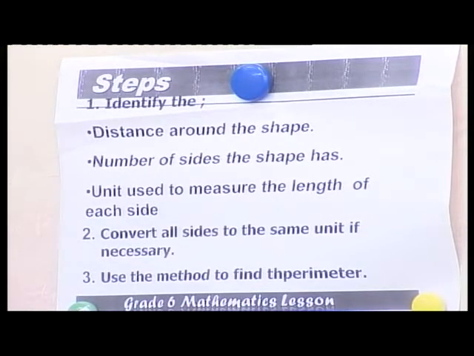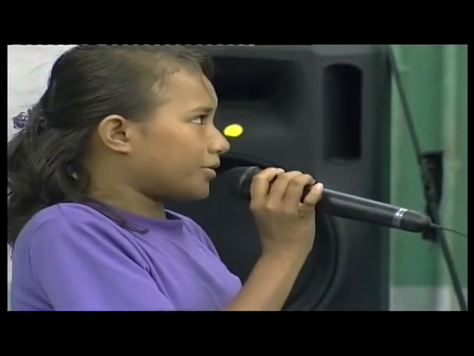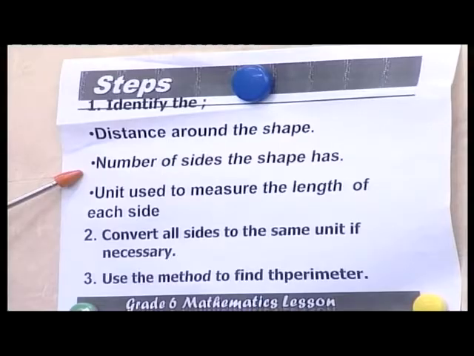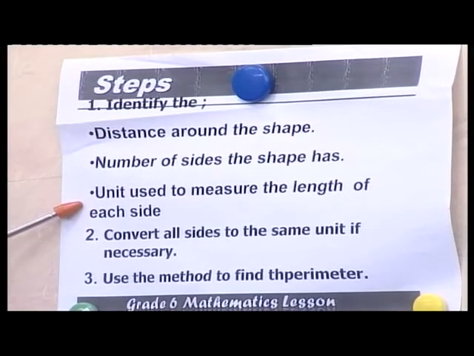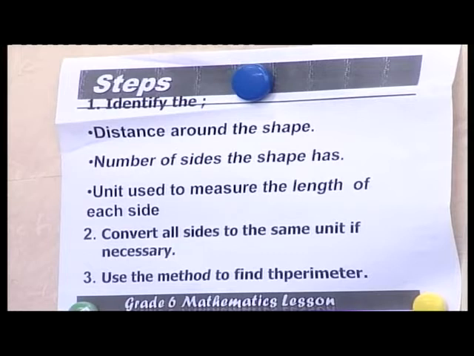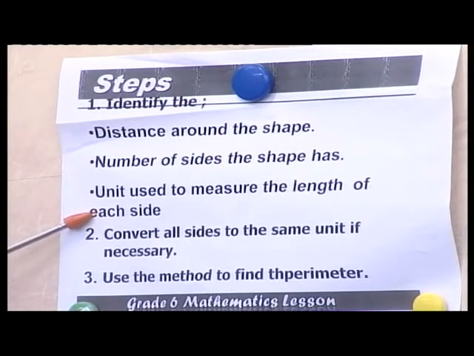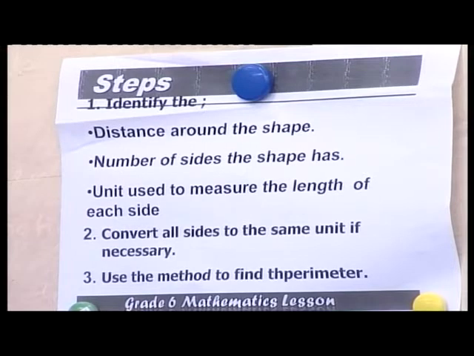Number 1, I'd like Elizabeth, can you read step number 1? Identify the distance around the shape. Number of sides the shape has. Units used to measure the length of each side. All right, thank you very much, Elizabeth.